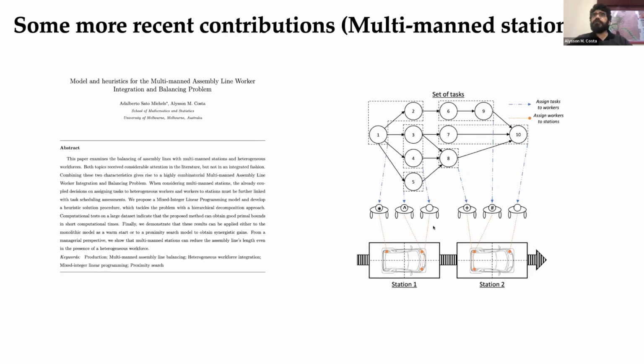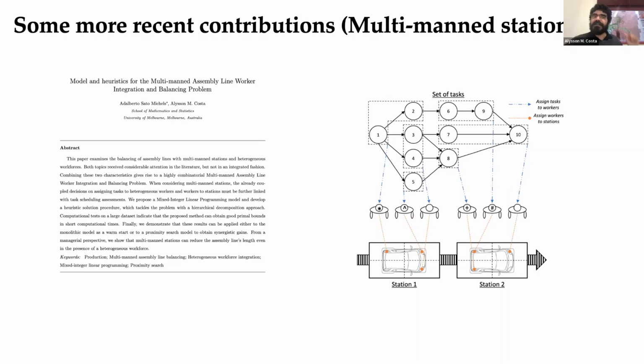In his latest results, he was looking at the idea of multi-manned stations, which is very common when you're producing large products like a vehicle. You can have two workers working in the same station at the same time. And the models become much more interesting in the sense that they're much more complicated. Now you have many combinations of workers and positions and so on. So that was another of his contributions.